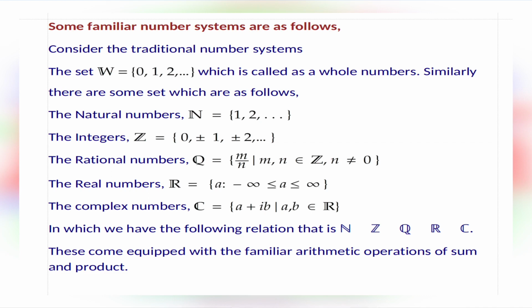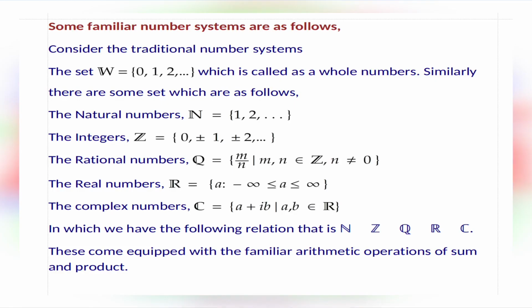The set W is equal to {0, 1, 2, ...}, which is called the whole numbers. Similarly, the natural numbers are denoted as N, which start from 1, 2, and so on to infinity. Next we see the integers, denoted by Z, equal to the set of 0, plus or minus 1, plus or minus 2, and so on to infinity.